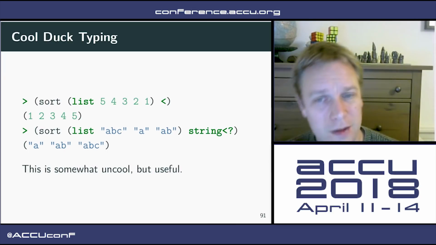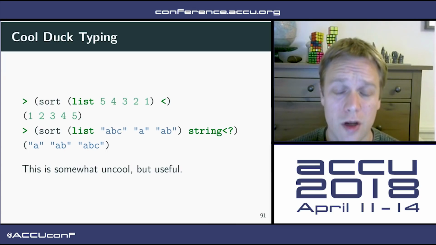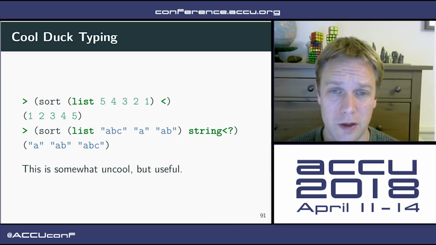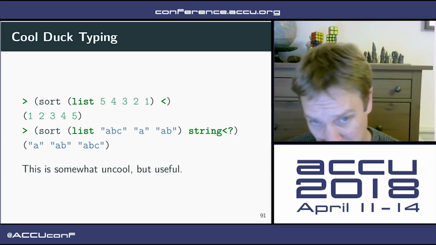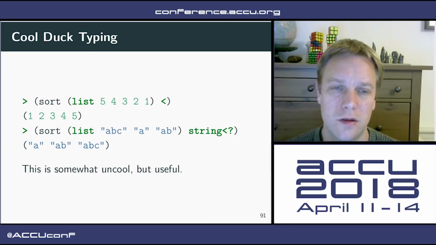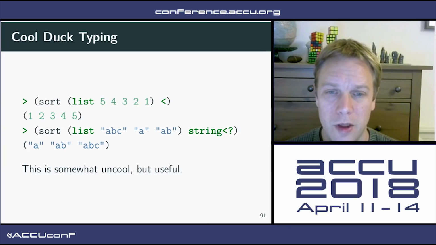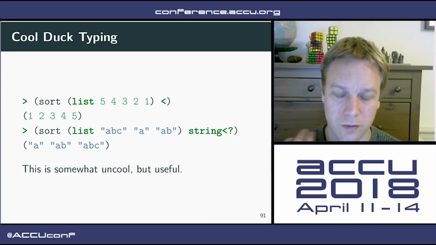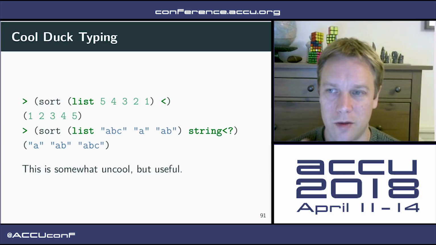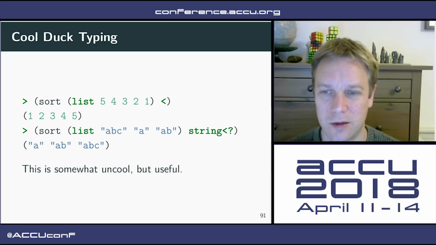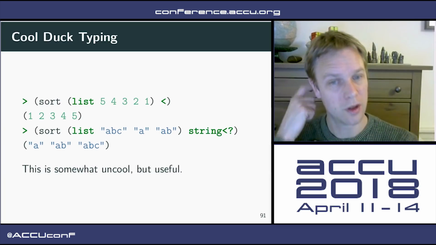That takes in a less than, which knows how to compare the things that you gave it. So when you give it a list of numbers, you give it the less than function as its second argument, and it uses that less than to sort the stuff in the list. But if you've got a list of some other type of thing, for example strings, you can call exactly the same sort function, but pass in the string less than question mark function. Yes, that is all just one name. String less than question mark is just the name of the function.